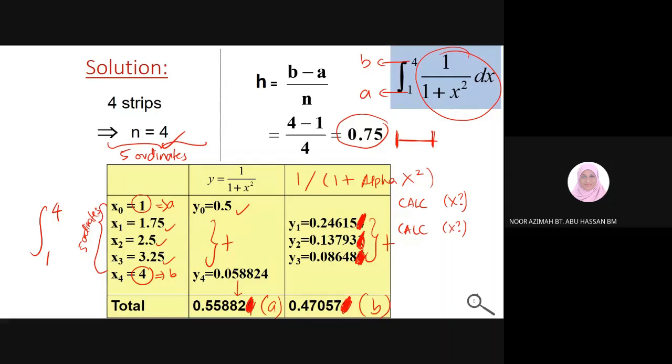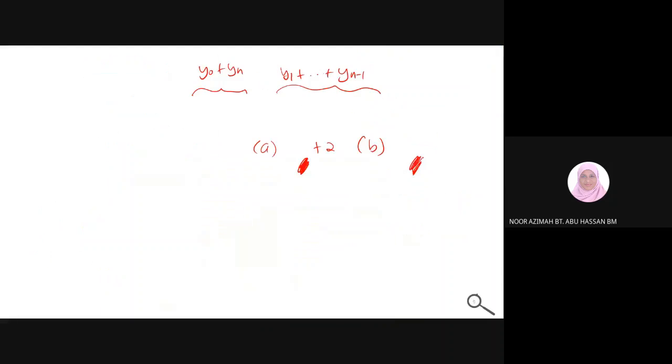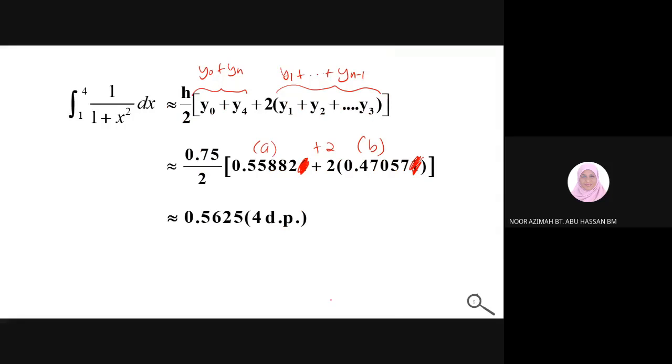Okay, 4 decimal places yang di jawapan akhir tu. Okay, dan jumlahkan jawapan akhir dalam menjawab balik soalan 4 decimal places. Okay, moving on.